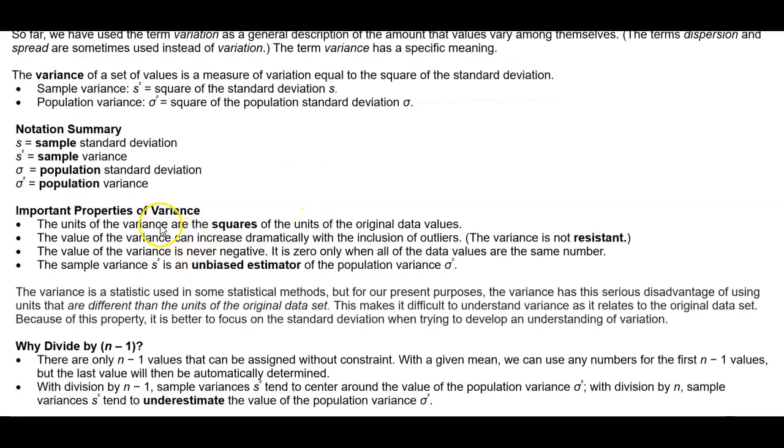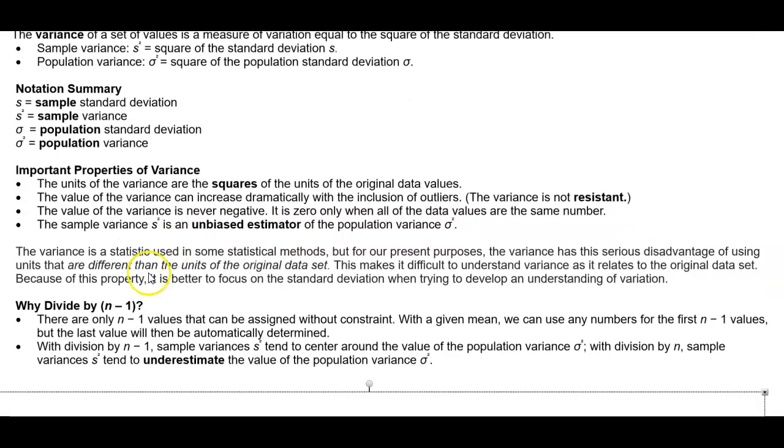Now, what are the important properties of variance? Well, the units of variance are the squares of the units of the original data values because you're squaring the sample standard deviation or population standard deviation. The value of the variance can increase dramatically with the inclusion of outliers, so therefore the variance is not resistant. The value of the variance is never negative. It is 0 only when all of the data values are the same number. And the sample variance, s squared, is an unbiased estimator of the population variance, sigma squared.